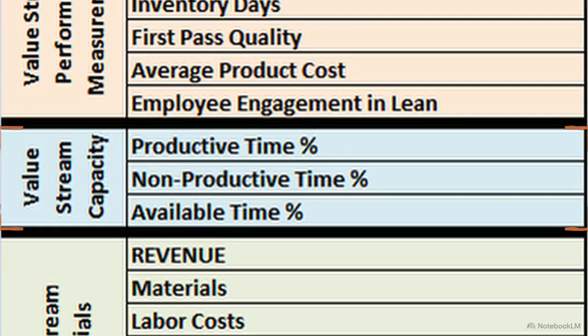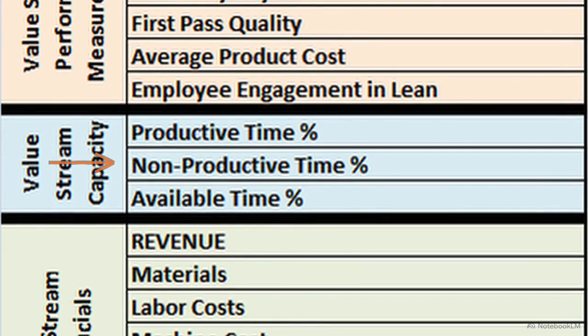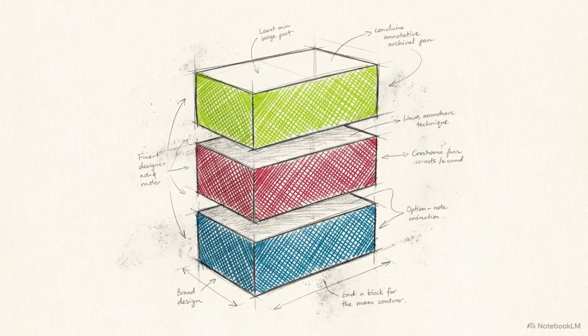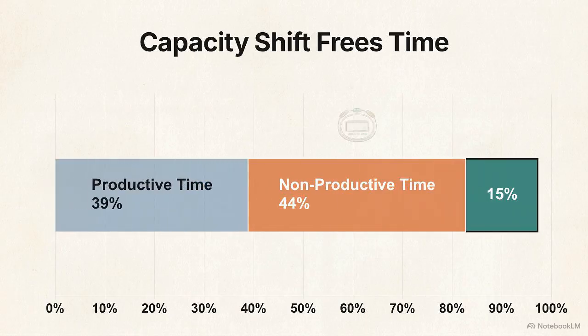Moving down to the middle tier of the box score, we find the value stream capacity framework. When you reduce a machine changeover from an hour to 10 minutes, you haven't saved money outright. You freed up 50 minutes of time. This tier tracks that time across three strict categories: productive time spent making the product, non-productive time spent on setup, and available time. The mathematical relationship is absolute.